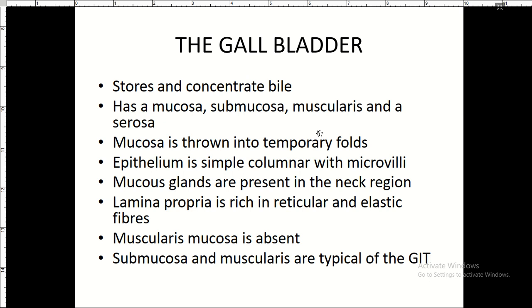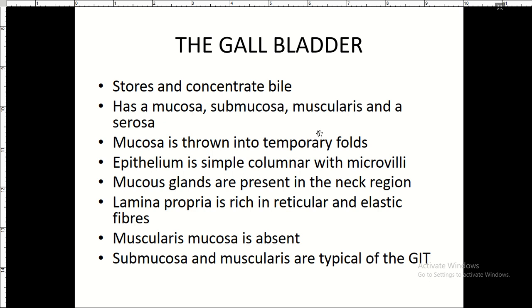Let's take a look at the gallbladder. Good. Right. So what is the function of the gallbladder? The gallbladder does not secrete bile, but it stores and concentrates the bile. Note that it does not secrete, it concentrates, right?